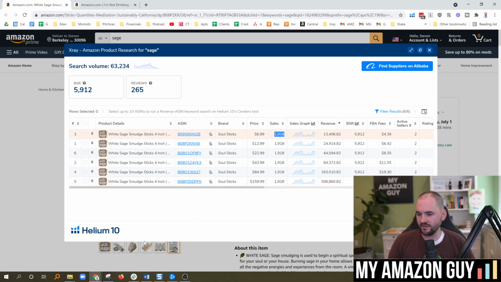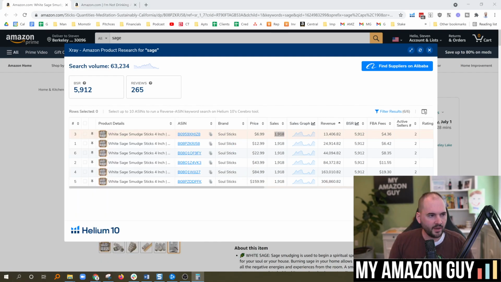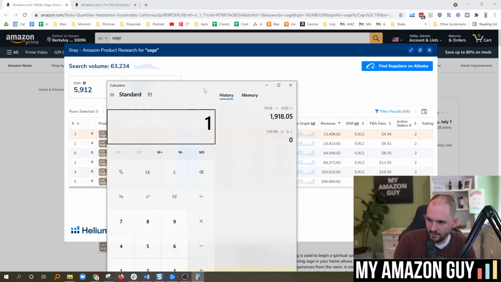So if you were to take that same math, right? So if we go pull out the old calculator and we try to run our own guesstimation, and we know that this sells for $160 there, and we were to times that by, well, first of all, what we're going to do is 1918 times 0.05. Let's get 5%, right? Well, that didn't work. Let's try that again. 1918 times 0.05, so 95.